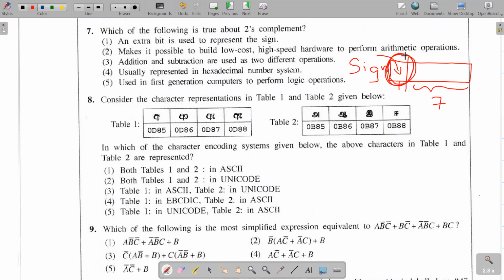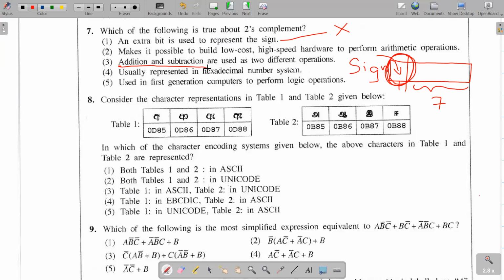So in 2's complement, they don't need an extra bit to represent the sign, so this is wrong. Then, it makes it possible to build low cost high speed hardware to perform arithmetic operations. Yeah, that's something a little bit doubtful. Addition and subtraction are used as two different operations. No, addition and subtraction are not used as two different operations. They are used as a similar operation which is called addition.